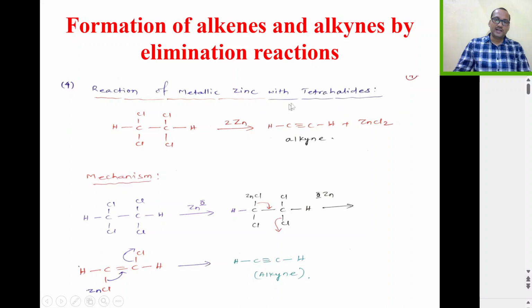Similarly, the reaction of metallic zinc with the tetrahalides. So this is the tetrahalide and you react with 2 equivalents of zinc. You will end up with alkyne. So this tetrahalide, first you react with metallic zinc. So you get ZnCl, similar to the Grignard reagent. So when this C minus comes back, it will kick out Cl as Cl minus. So again you react this compound with metallic zinc. So you will end up with again ZnCl. So the C minus will come back, it will kick out Cl as Cl minus. So you will end up with this alkyne.